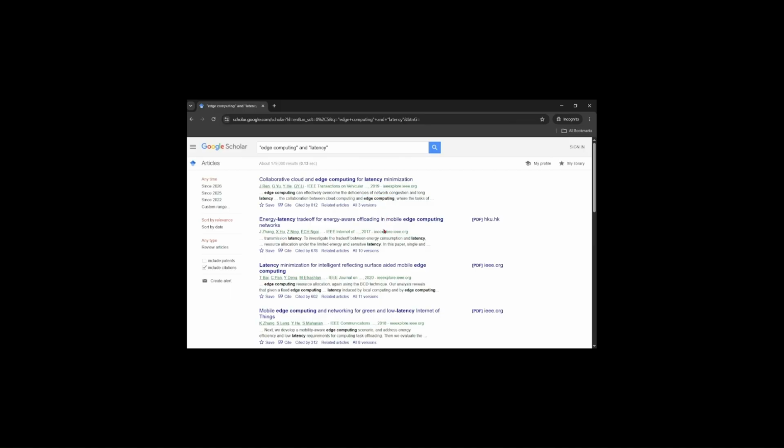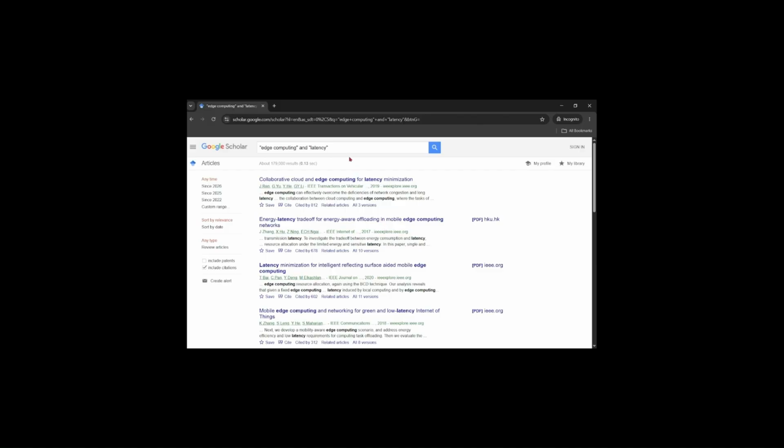Latency is an important concept when studying computing systems because it relates to the delay between an action or request and the resulting response. By adding latency, we can focus our literature search on studies investigating how edge computing can address or improve latency-related issues.